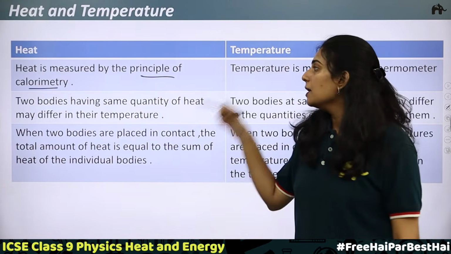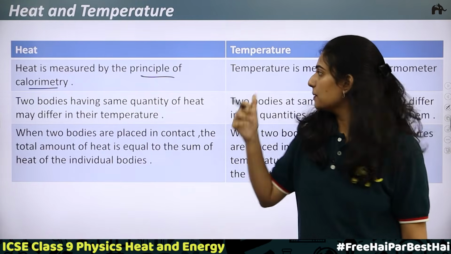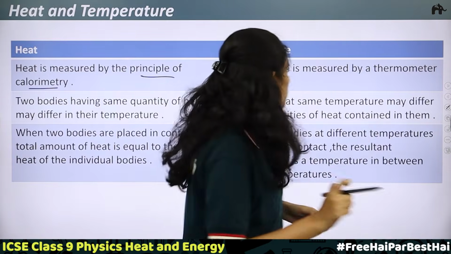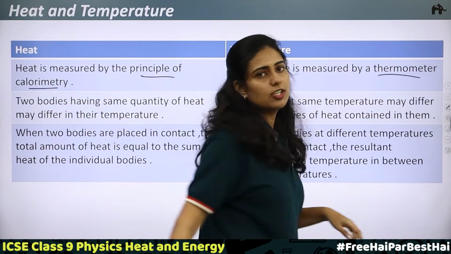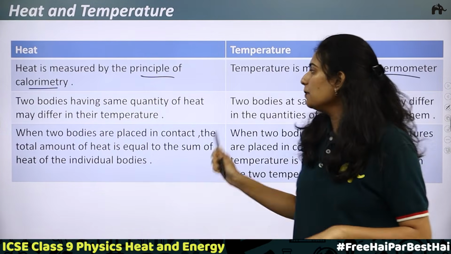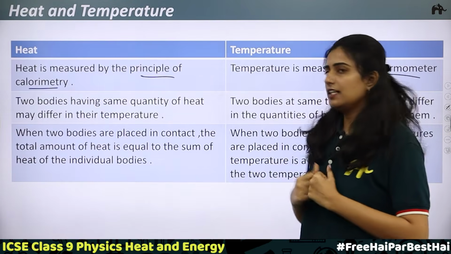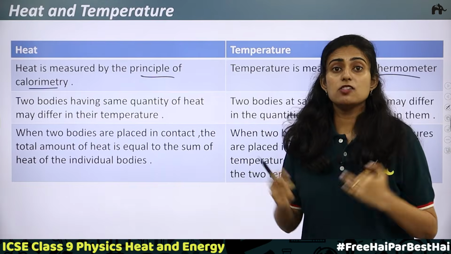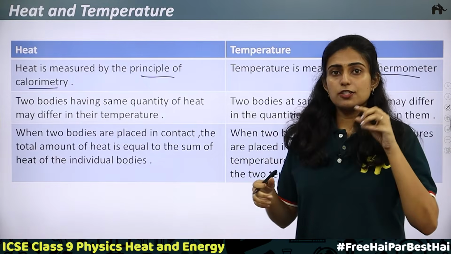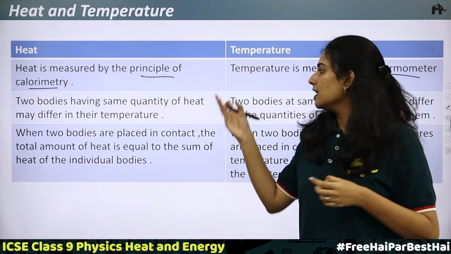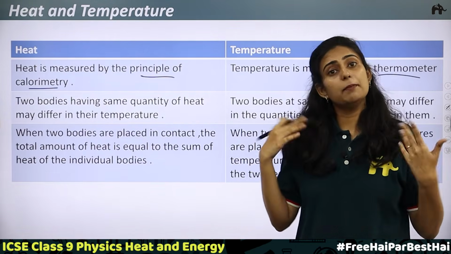Okay, so understand, heat is measured by the principle of calorimetry. What about temperature? How is temperature measured? We all know, using a thermometer, we can measure the temperature. Next, two bodies having the same quantity of heat may differ in their temperature, depending on the nature of materials. So if you have two bodies, let's say this many joules of heat is present in both the bodies, but their temperature may be different.